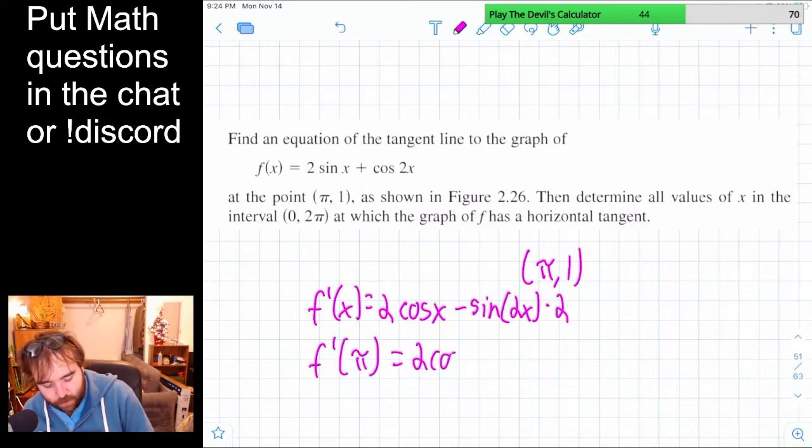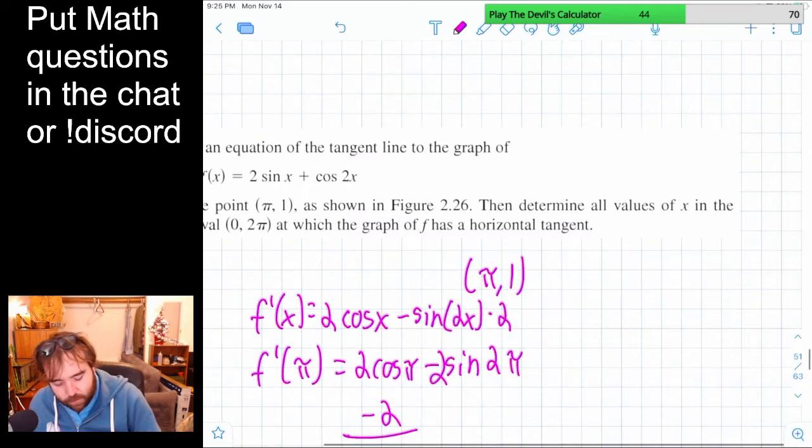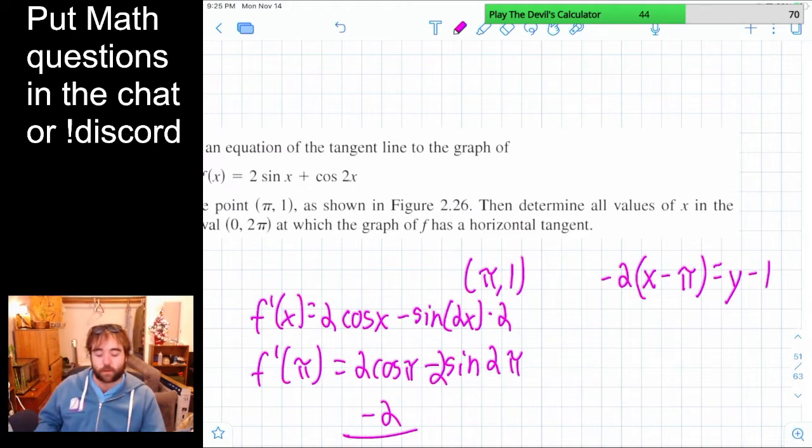So 2 cosine of pi minus 2 sine of 2 pi. Well, the cosine of pi is negative 1. So this is negative 2. And the sine of 2 pi is 0. So this is just negative 2. So the slope is negative 2. X coordinate is pi. So x minus pi equals y minus 1. Just by using point slope form.